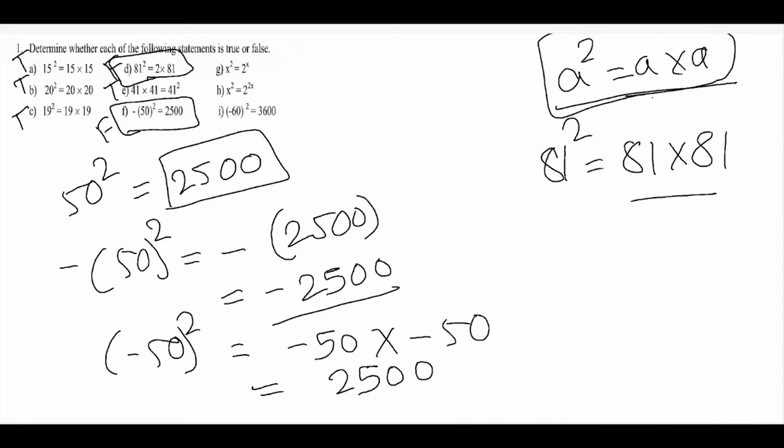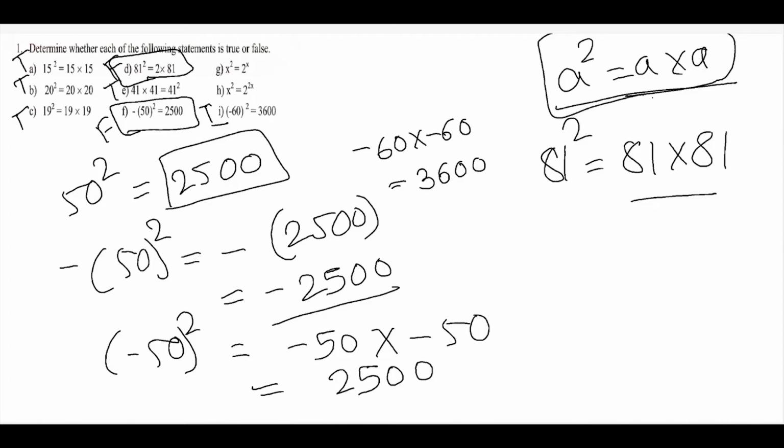Now if you look at this example, minus 60 square. Minus 60 square means minus 60 multiplied by minus 60. So it becomes 3600, which is positive, which is true. Now in this case, x square equal to 2 raised to x.